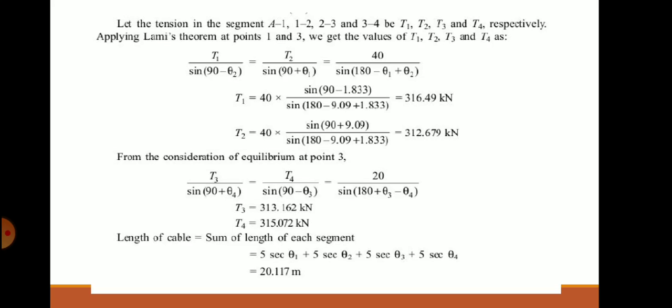Lami's theorem states that the ratio of the force in a member to the sine of the angle between the other 2 forces is equal for all three members. So, all the 3 forces are equated.